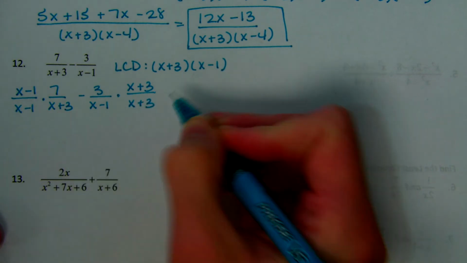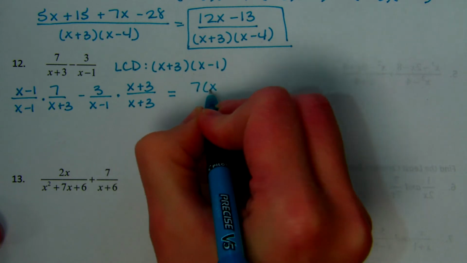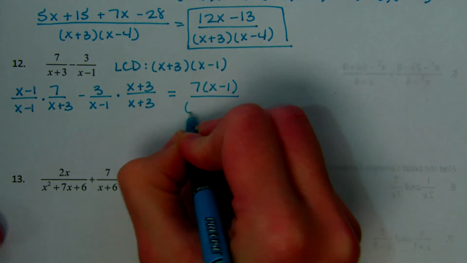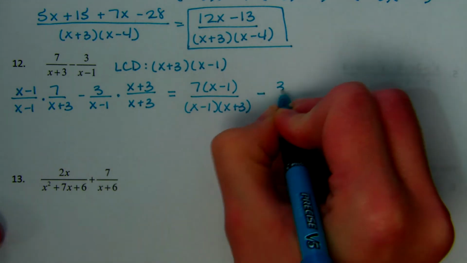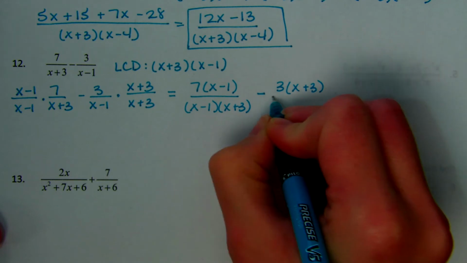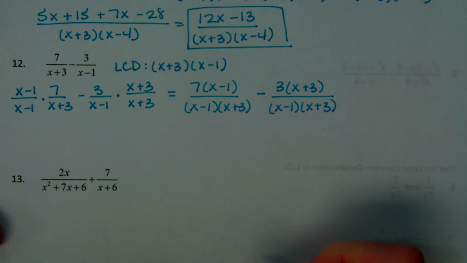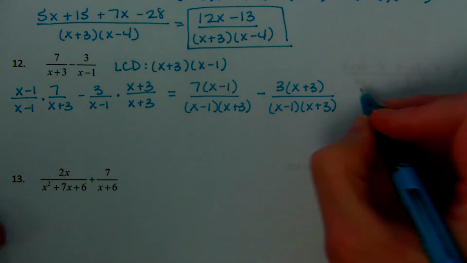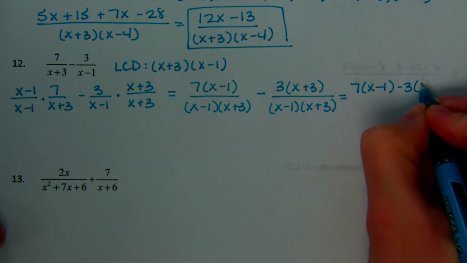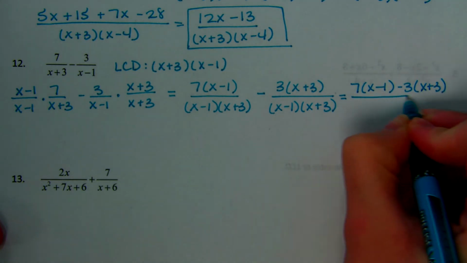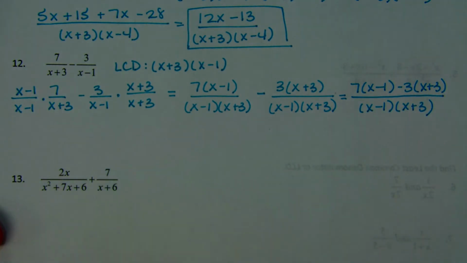And when we do that, we get 7 times x minus 1 over x minus 1 and x plus 3 minus 3 times x plus 3 over x minus 1 times x plus 3. Let's go ahead and put those two fractions together. So this is 7 times x minus 1 minus 3 times x plus 3 over x minus 1 and x plus 3, like that.